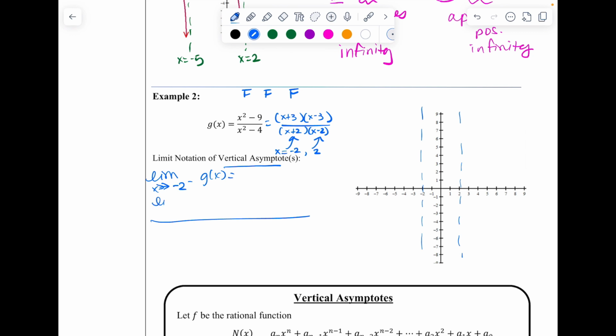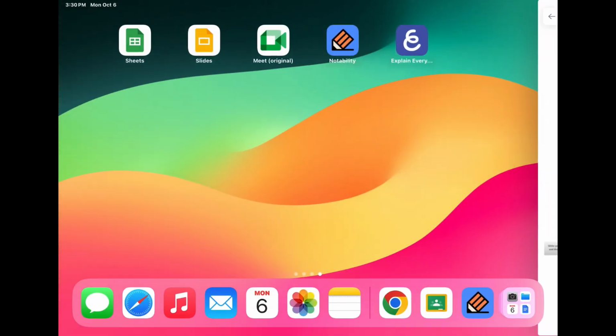We'll answer that in a minute. And the limit as x approaches -2 from the right, what is g of x doing? We also see here at +2 the limit as x approaches 2 from the left and the limit as x approaches 2 from the right. Let's figure out what g of x is doing. So if I sketch this on my calculator, let's just pull up our calculators really quick.